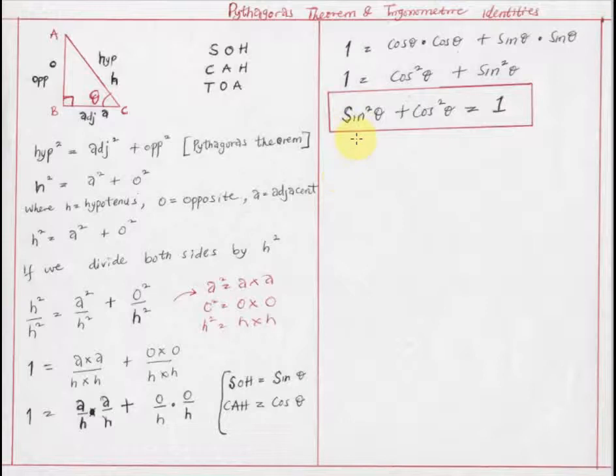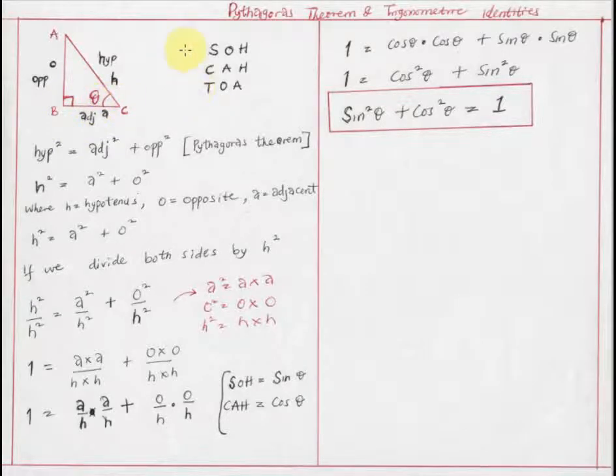We'll be looking at how we can prove the trigonometric identity sine squared theta plus cos squared theta equals 1 using the Pythagoras theorem. So here we have a right angled triangle ABC, and this is our reference angle theta, and this side is opposite the angle, so this is the opposite side. This side is opposite the right angle, so this is the hypotenuse, and this side is adjacent to this angle.